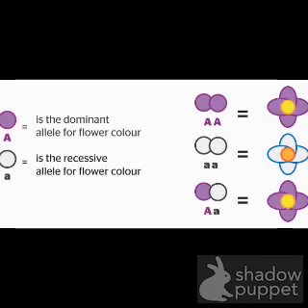For each trait, people have two forms of the same gene called alleles. There are two different types of alleles called dominant and recessive alleles. A dominant allele covers the recessive allele, while the recessive allele is covered by the dominant allele.